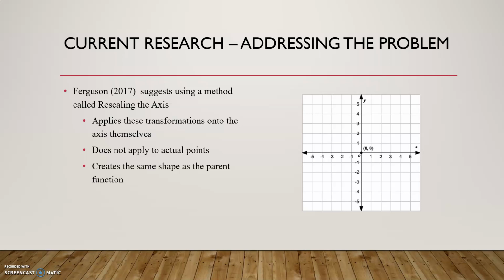Ferguson also suggests a method called rescaling the axis, which is a very interesting approach. Instead of transforming the points, we're actually going to apply the transformations on the axes themselves. We're not touching the actual points at all. When we do this, the shape of the graph is going to look exactly the same as the parent function, but instead our units on our axes are going to be changed.